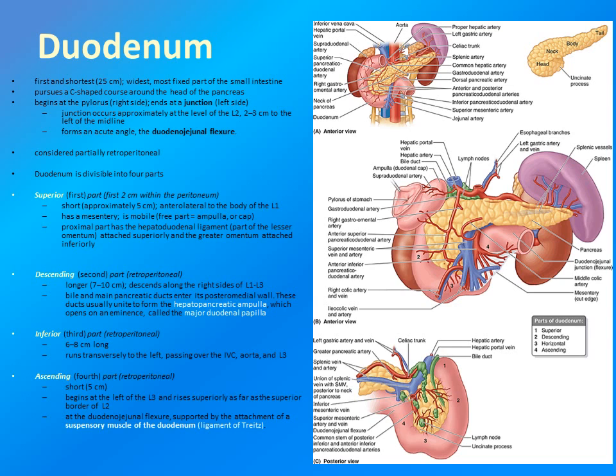It has a C shape that sort of cups the head of the pancreas. And it begins at the pylorus and ends at the junction on the left side between the duodenum and the jejunum. It's considered partly retroperitoneal, and it forms an acute angle known as the duodenal-jejunal flexure at its union or junction with the jejunum. The duodenum can be divided into four portions or regions: a superior, a descending, an inferior, and an ascending.